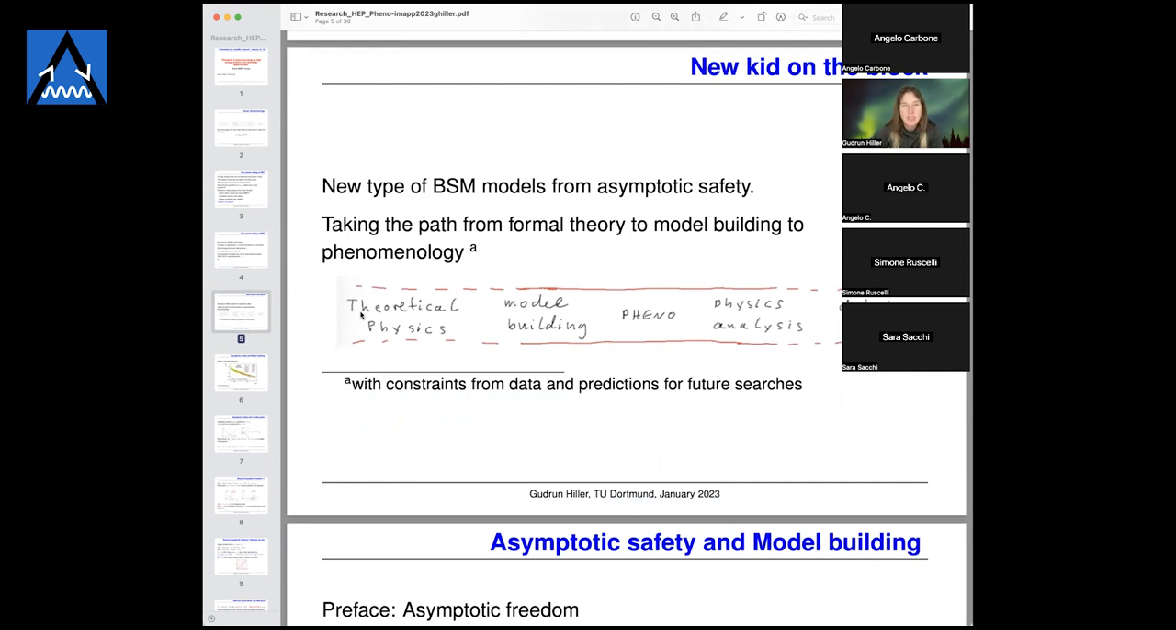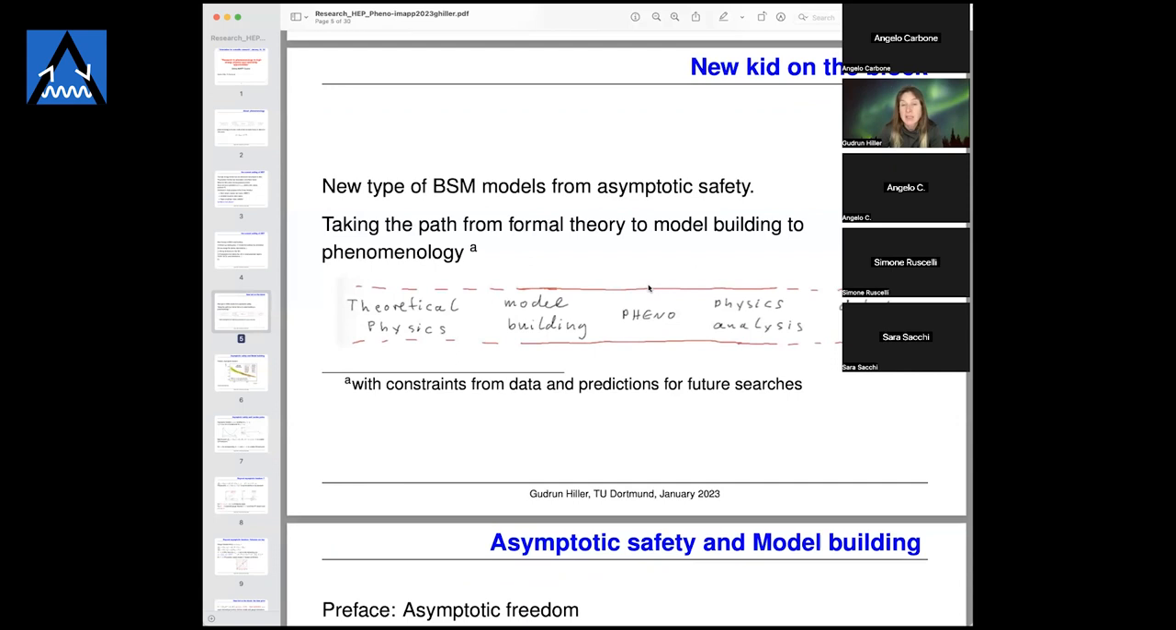So this is an idea. It's coined asymptotic safety. And it's a name that is associated with Weinberg, who used it for gravity in the 70s. But this asymptotic safety conjecture, you can use it also for BSM model building. So we start here with a formal idea and we build models, real models, standard model extensions with particles and couplings. And then of course we can do phenomenology.